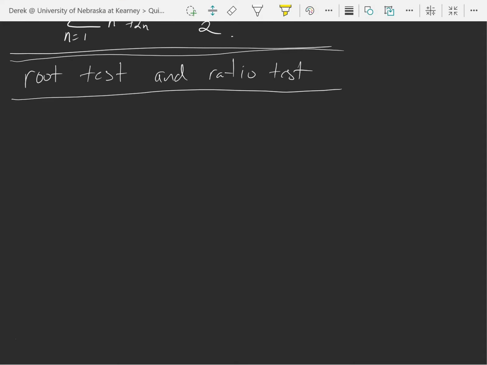Okay, the last tests I want to talk about, the last algebraic tests anyway, until we get to integration, are going to be the root test and the ratio test. And these are two more tests to see if a series converges or not. And they're fairly similar in how they're used. So let's first write down the root test.